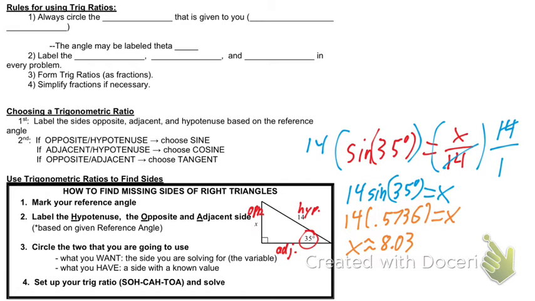Now we could use it with other ratios as well, so we could figure out the adjacent by using cosine, because it'd be adjacent and hypotenuse, and we go through the same thing.